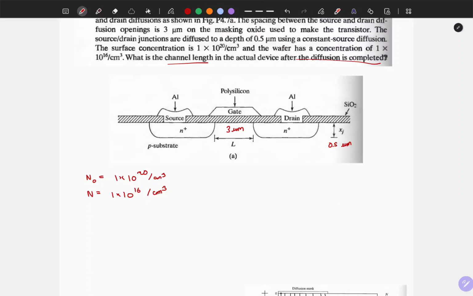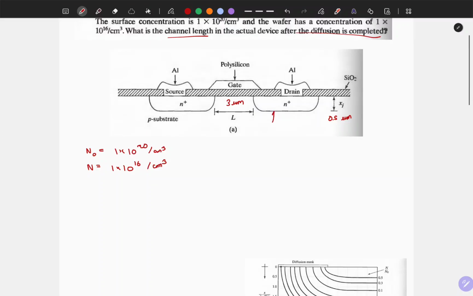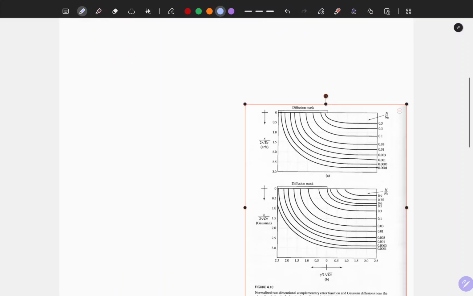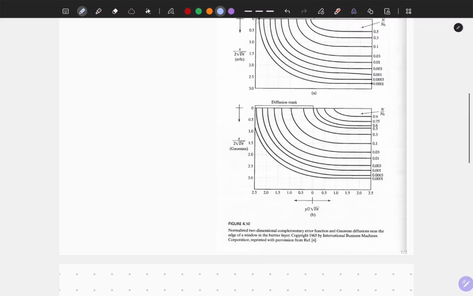And why will the channel length not just be 3 micrometers? Because, as we can see here, when diffusion occurs, it not only goes vertically down, it will also diffuse into the surface laterally, which is why the gate length will be less than 3 micrometers. By how much? We'll see. To find out the exact numbers, we use the following figure.